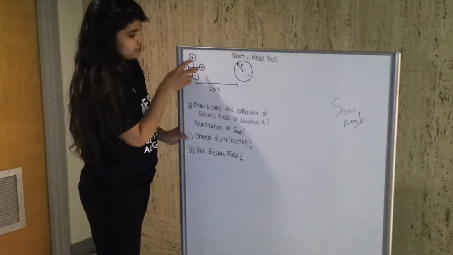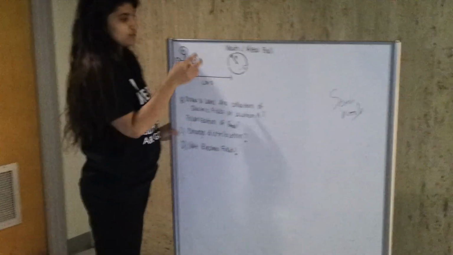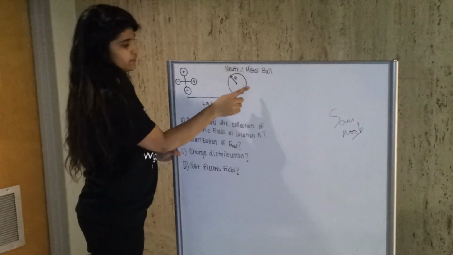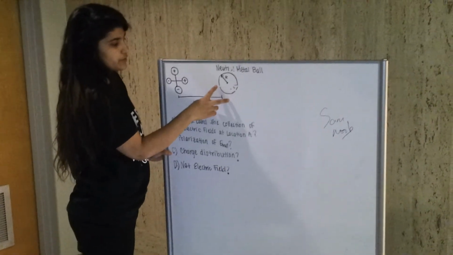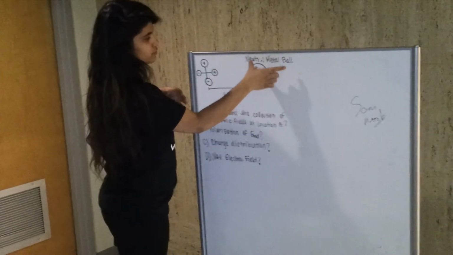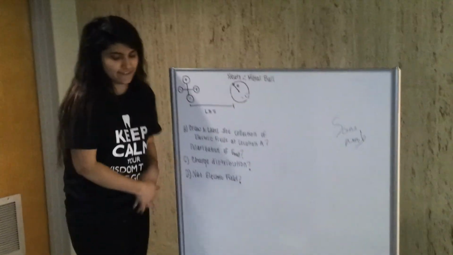The charge distribution, because the two positive dipoles are here, would result in 3 negative charges here and 3 positive charges here. You have to be careful that you have equal and opposite charges because the net electric field of the neutral metal ball is 0, which answers part D.